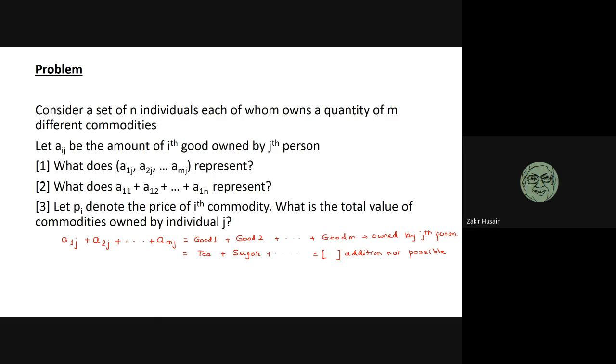What does A11 plus A12 represent? And is the addition valid? Yes, sir, because here it represents the amount of good one owned by each person. Like A11 is the amount of good one owned by the first person, then A12 is the amount of good one owned by the second person. So it will give the total amount of good one owned.